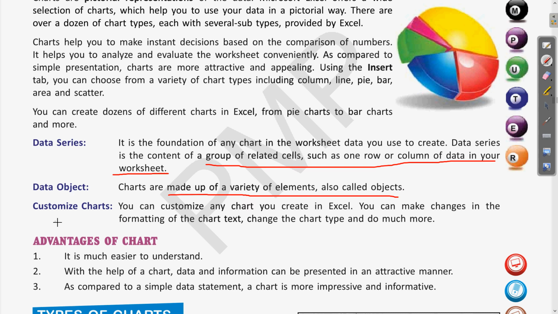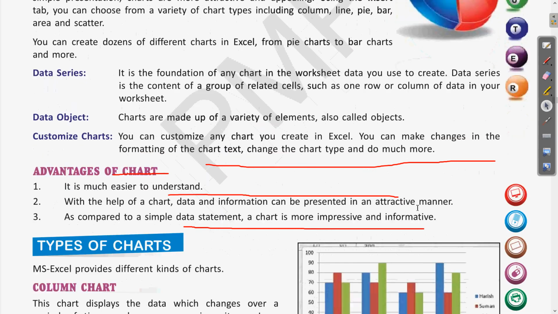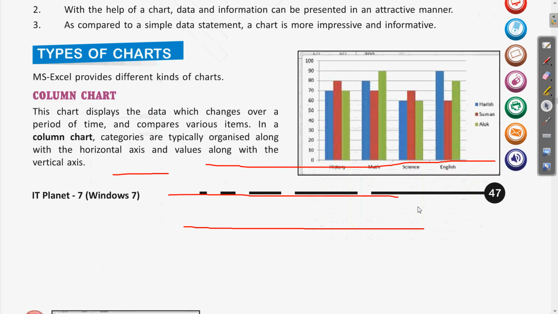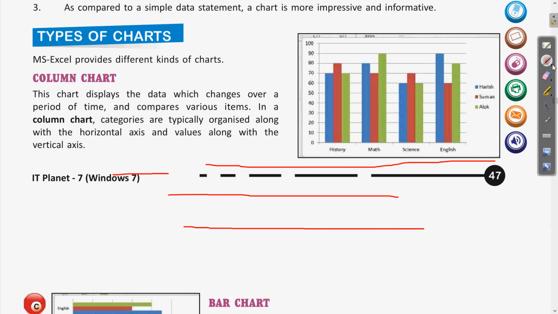Then customizing the chart means whatever formatting we are doing in the chart. For example, the text, the color of the different components. Clear? So these all will be called chart customization. Then next we have seen what are the different types of chart. So each of these we have covered the different types.